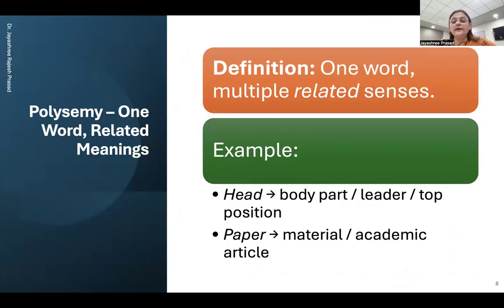Next comes polysemy: one word, related meanings. Polysemy happens when a single word has multiple related meanings. For example, head can mean the part of the body, the leader of an organization, or the top of a table. All are linked by the concept of being at the top.